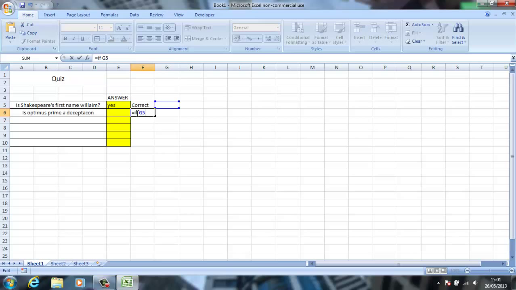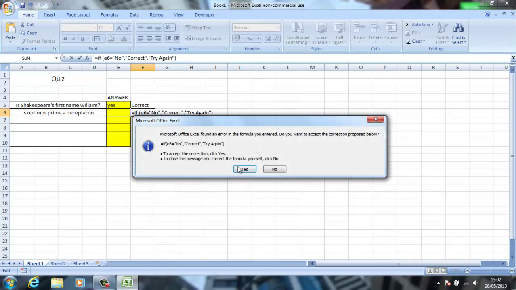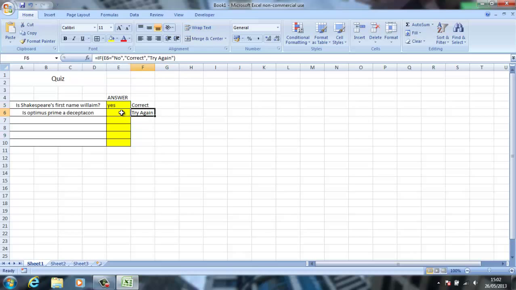So if we put IF, bracket, E6 equals no, then it will be correct. And then for that you can put try again, the same as before, like that, and then put the close bracket. Okay, so obviously now it would be like this. So if I type in yes, it will go try again, and if I put in no, it will come up as correct.